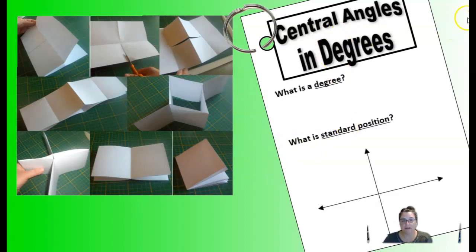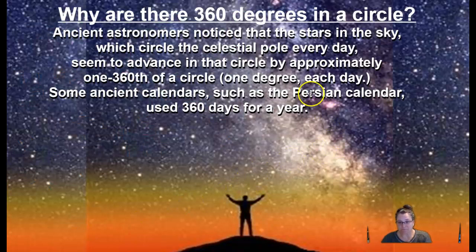Okay, so in this video we're going to look at central angles measured in degrees. And we're going to start by asking, what is a degree? You probably recall from geometry that there are 180 degrees in a triangle, there are 90 degrees in a right angle, 360 degrees in a circle, but where did that come from? Why are there 360 degrees in a circle? And the answer is actually having to do with astronomy.